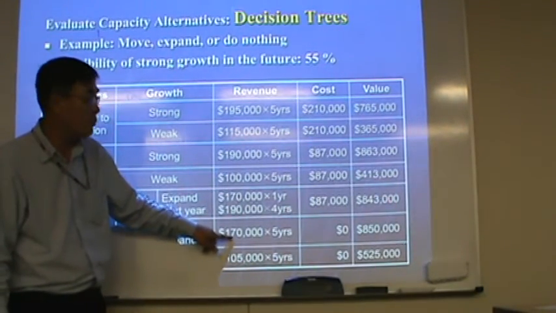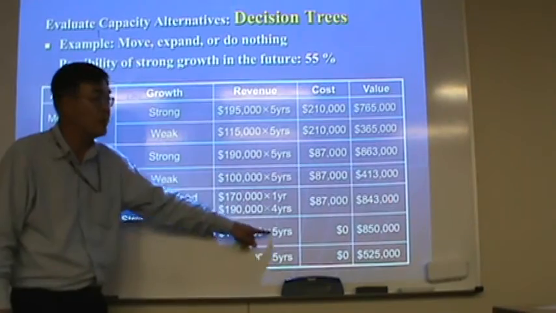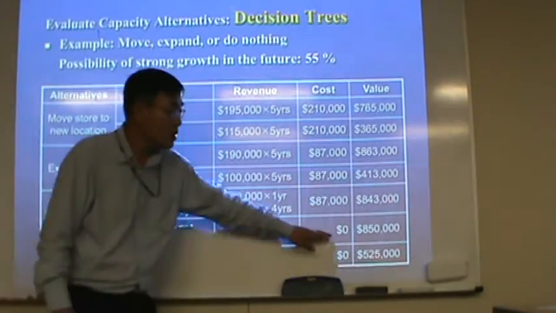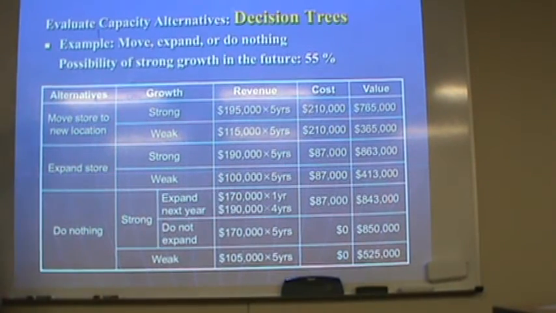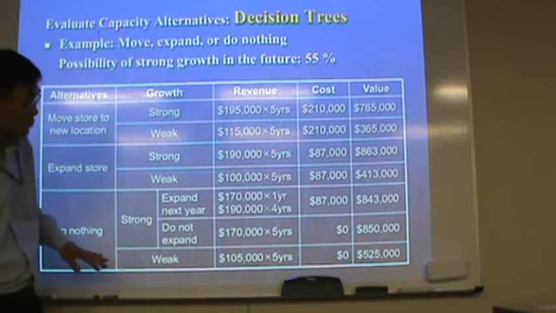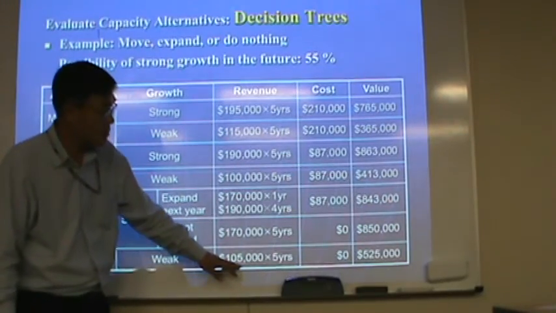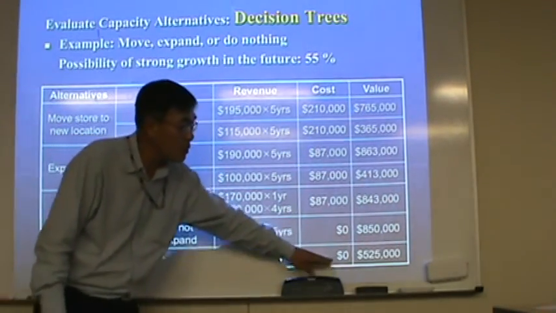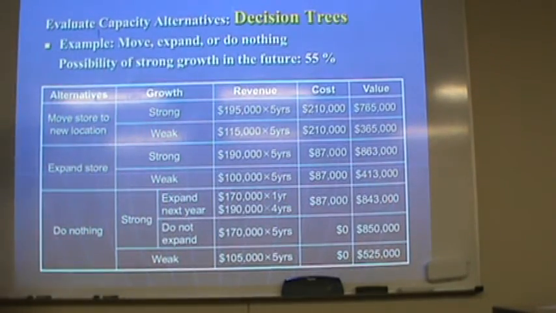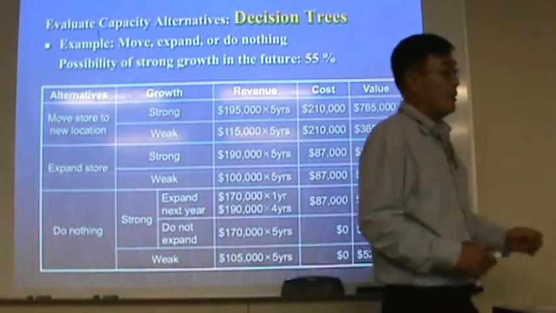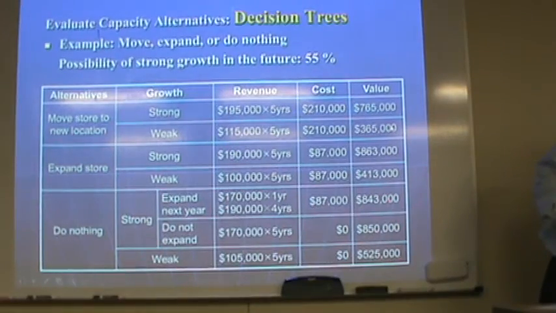Even if strong, do nothing, remain $170,000 for the next 5 years, no cost, so $850,000 value. Weak condition, still do nothing, less revenue over 5 years, no cost, and the value is like this. So it's best to do nothing.